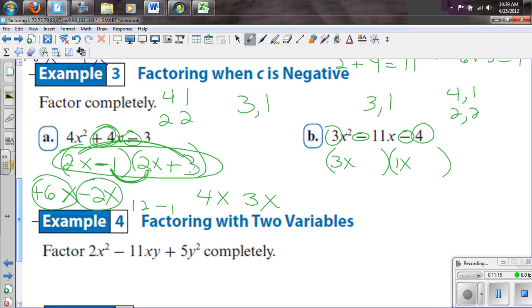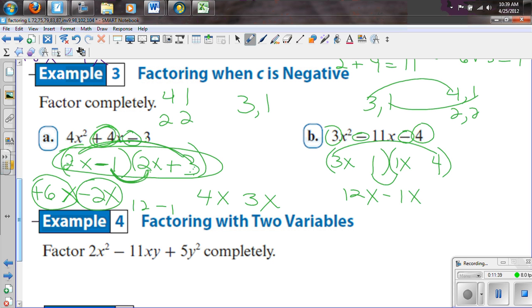So if you look at these pairs here, well, right away I see this. 3 times 4 is 12. So let's try that one. And then that would be 1 and 1. So here's the 3 and the 4 and the 1 and the 1. And so 3x times 4 is 12x. And 1x times 1 is 1x. And we're going to subtract those. Does that give us 11x?